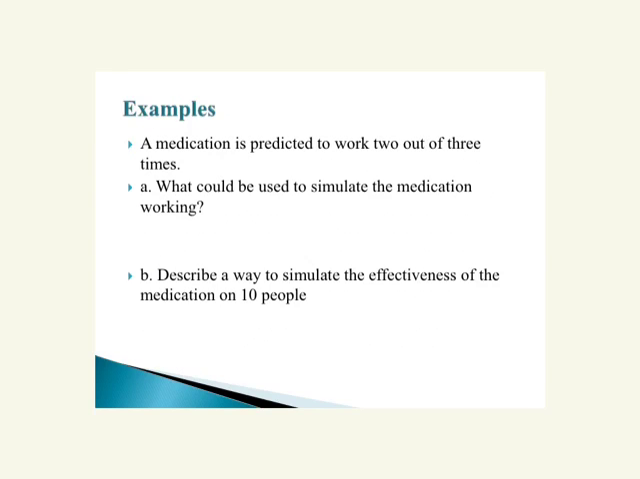Alright, let's jump right into an example here. A medication is predicted to work 2 out of every 3 times. So the question here is, what could be used to simulate the medication working? Obviously, we wouldn't want to just start handing this medication to people and see if it is going to work or not. We want to be able to simulate the medication working and find the experimental probability. So what could we use to simulate the medication working? Think about that.